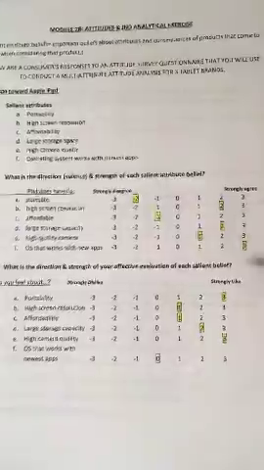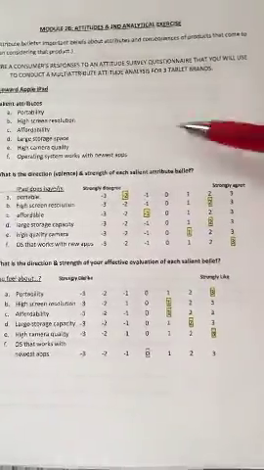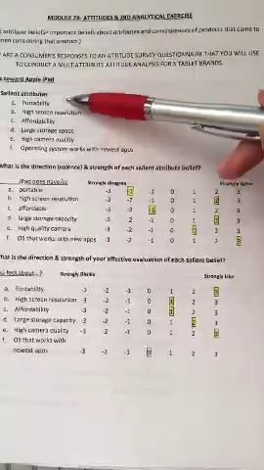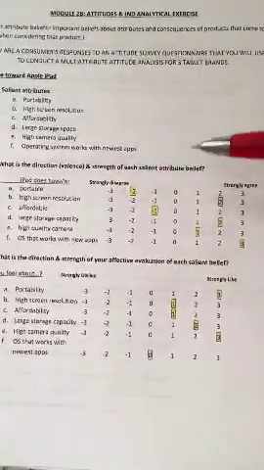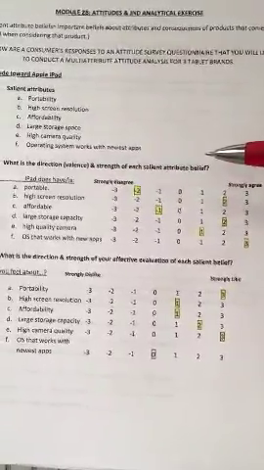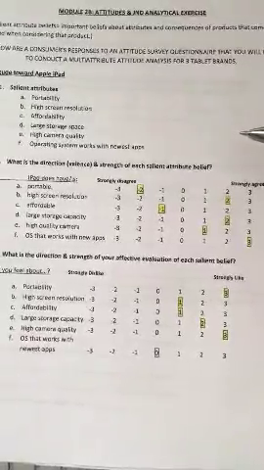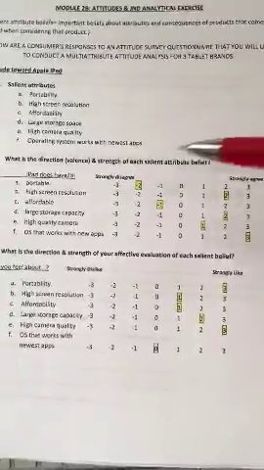So this is the first page of the assignment. Now the first page of the assignment shows you what the salient attributes are that were included in the multi-attribute attitude model. If you don't know what that is, please go back and watch the multi-attribute attitude model videos. There are several of them.